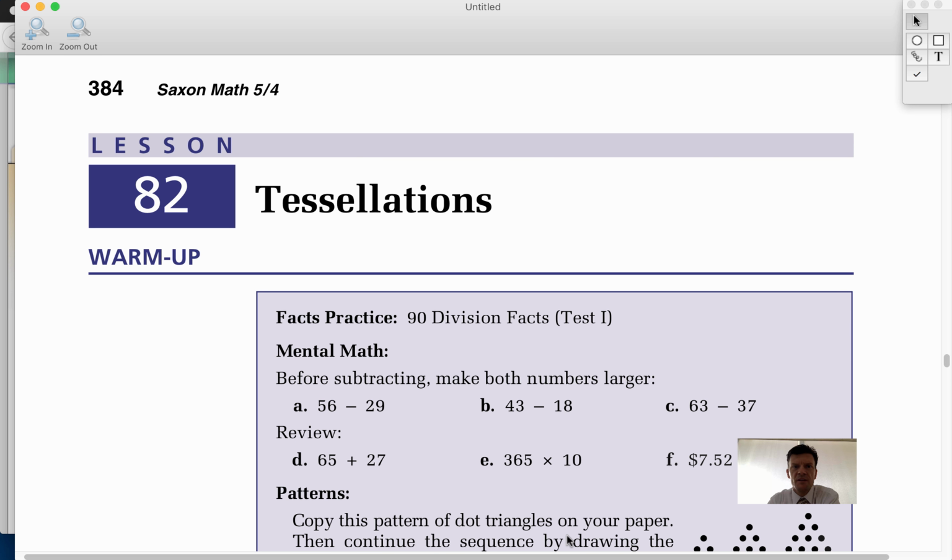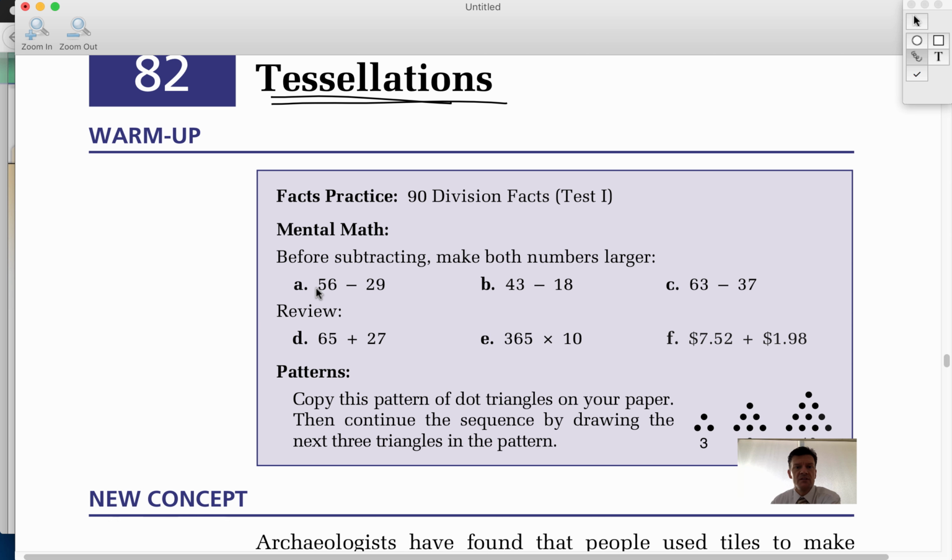All right, we are looking at lesson 82 here in Saxon Math 54. Lesson 82 is talking about tessellations. A tessellation is simply a repeating pattern. In math, there are tons and tons of patterns. So we're going to be talking about tessellation because it demonstrates a pattern, and the more you recognize the patterns, the better you'll do in mathematics.